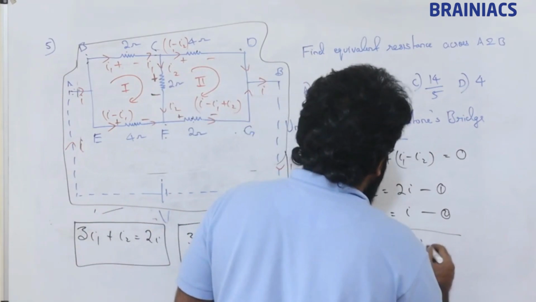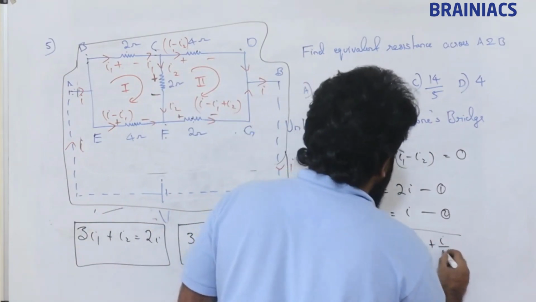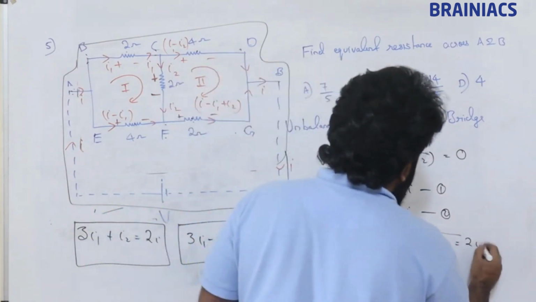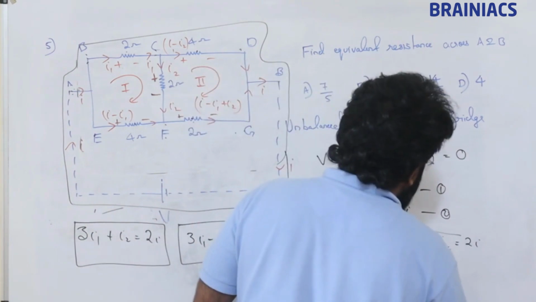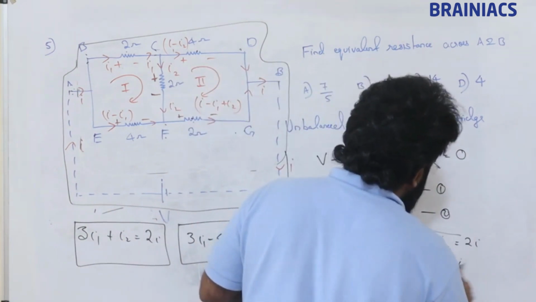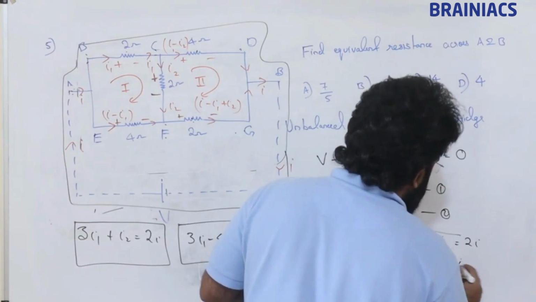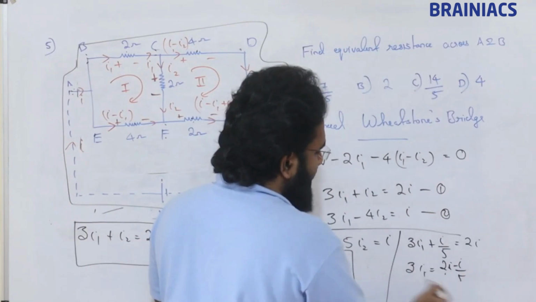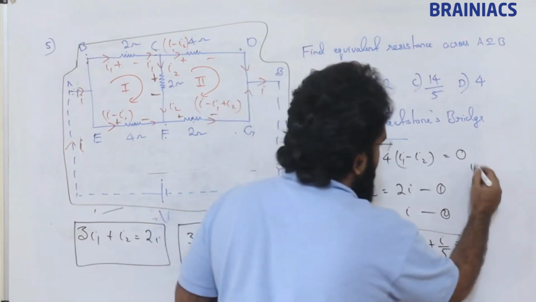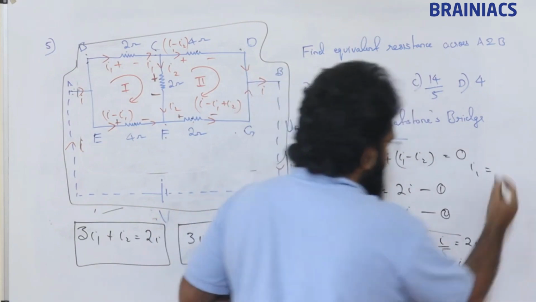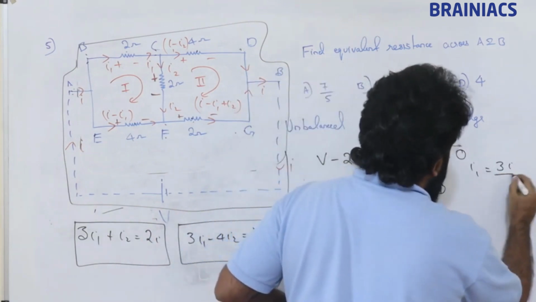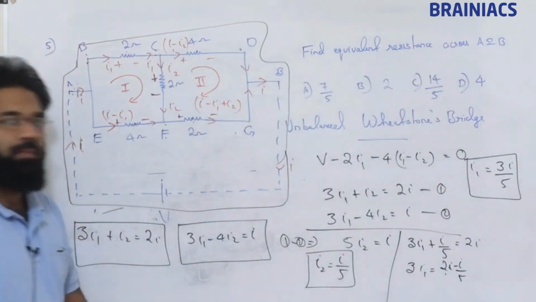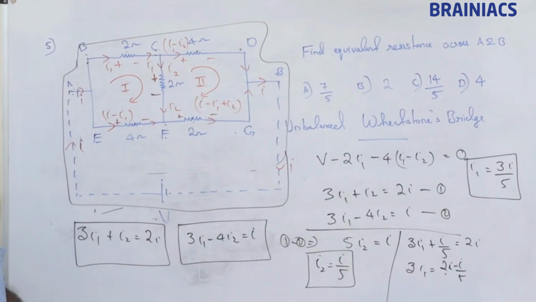So 3i1 plus I by 5 is equal to 2i. So 3i1 is equal to 2i minus I by 5. So this will become 10i minus i, 9i by 5, it goes this side, and finally you will be getting I1 is equal to 3i by 5. So we got I1 and I2 values. Now we will substitute in the main equation and we will get the answer.